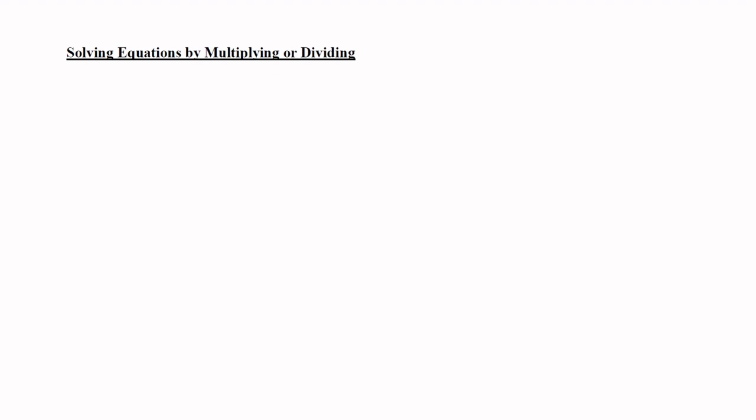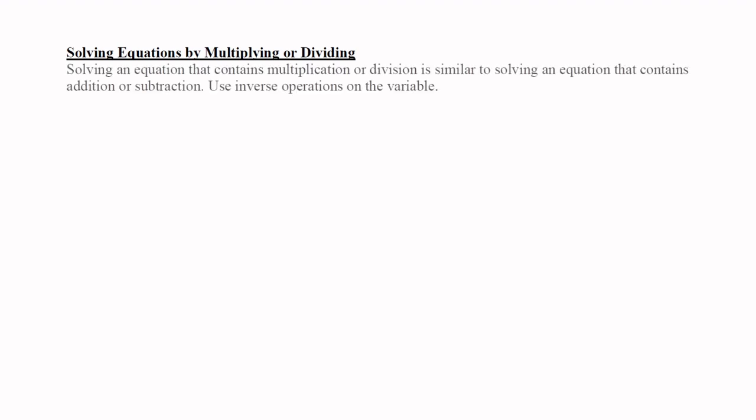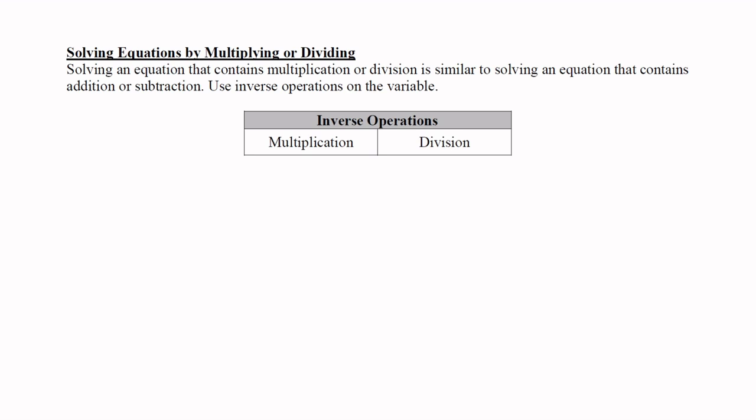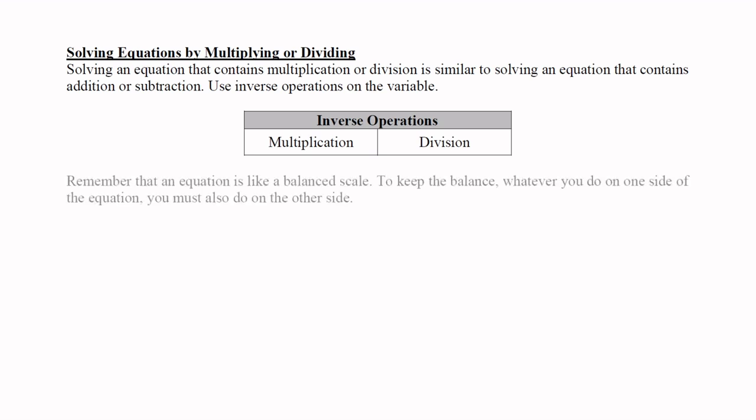Now, just like we could undo addition and subtraction by using the inverse operations that they are, we can do a similar thing with multiplication and division. Solving an equation that contains multiplication or division is similar. We use inverse operations. So to undo division, we use multiplication. To undo multiplication, we use division.